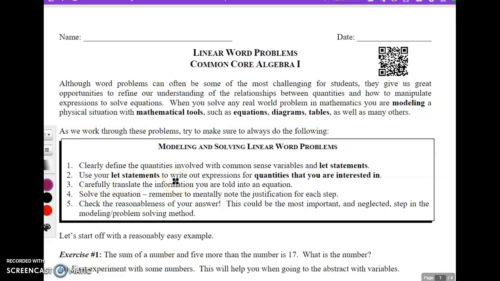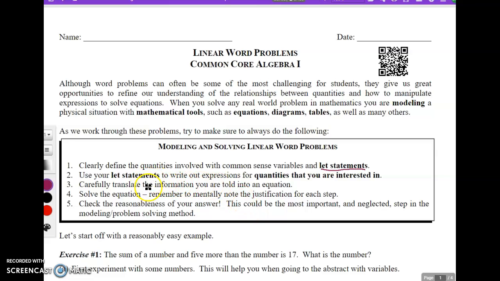This is Unit 2, Lesson 5, Linear Word Problems. Yes, we're doing word problems. I'm going to teach you the process of solving word problems so that we can have a set way of doing it every time. What we have to do when you solve a word problem is clearly define the quantities involved with common sense variable and let statements. So basically, whatever you're looking for, write a let statement.